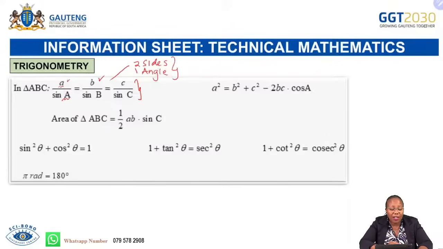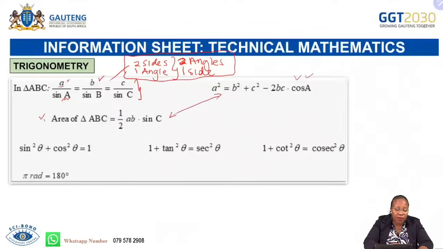Or you must be given two angles, and then with one side that is corresponding to one of the angles. Those are the only conditions where we can use the sine rule. And then with the area and the cosine rule, this is our cosine rule, this is the area rule.